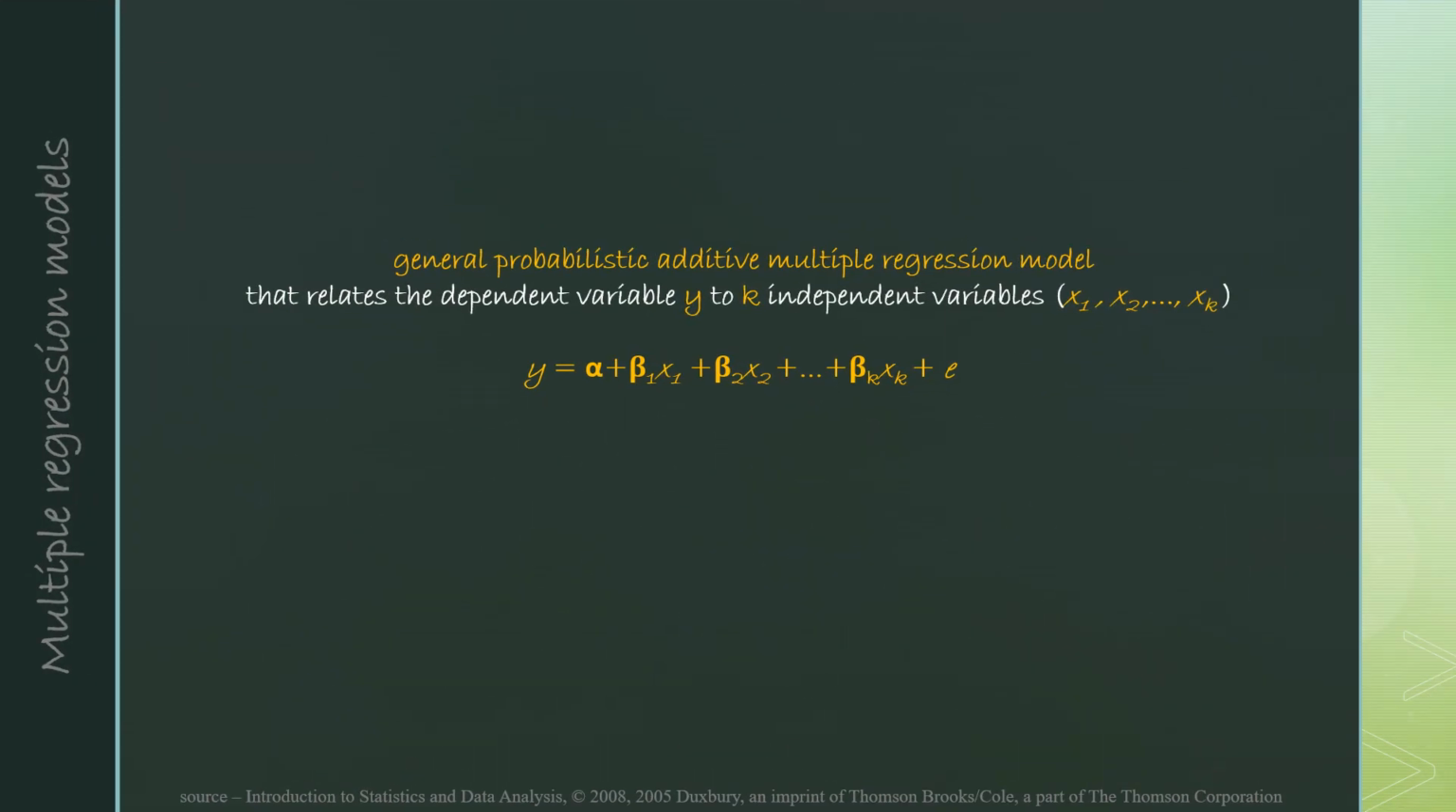Thereby, we arrive at a general probabilistic additive multiple regression model that relates the dependent variable y to k independent variables x1, x2 and so on up to xk, as in y equals alpha plus beta 1 multiplied by x1 plus beta 2 multiplied by x2 plus and so on plus beta k multiplied by xk plus e, wherein the expression alpha plus beta 1 multiplied by x1 plus beta 2 multiplied by x2 plus and so on plus beta k multiplied by xk in the above equation is the deterministic function of x1, x2 and so on up to xk, and e is the random error.